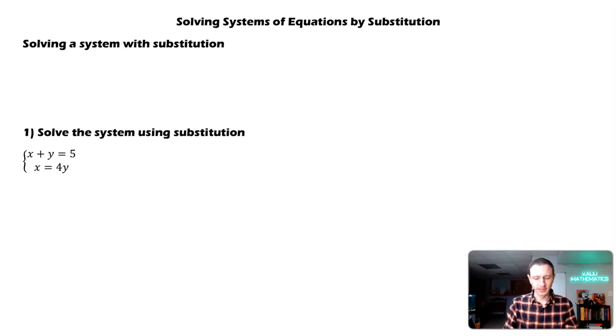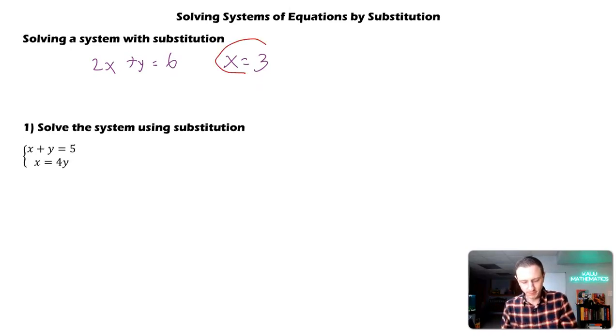Today we're going to take a look at solving systems of equations by using the substitution method. The way the substitution method works is you have an equation, let's say 2x plus y equals 6, and we're given a value of x equal to 3. Substitution is taking this x value of 3 and replacing x with that value to get the value for y.